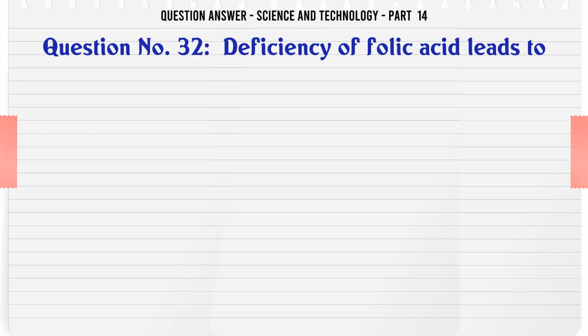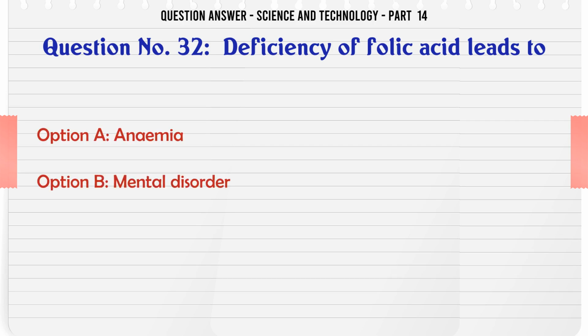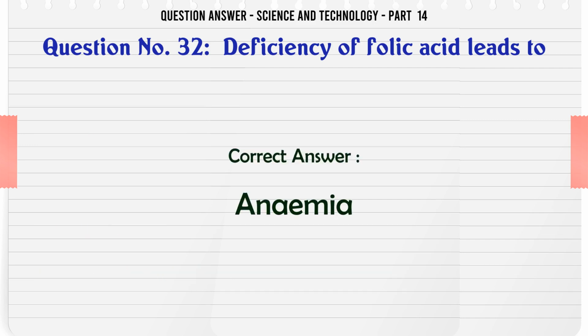Deficiency of folic acid leads to A. Anemia. B. Mental disorder. C. Scurvy. D. Night blindness. The correct answer is anemia.